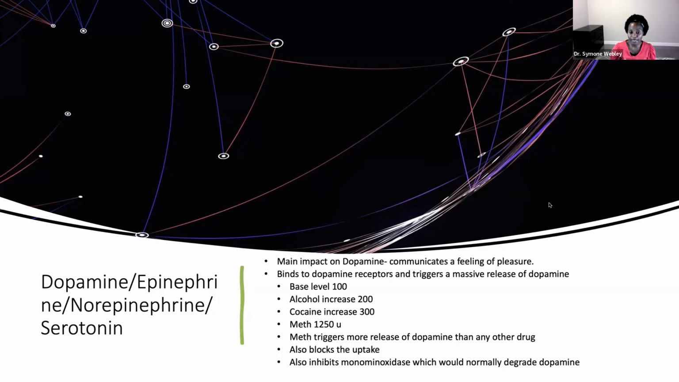When they use cocaine, that increases to 300. But when they use meth, the increase is 1,250 units. So from the base level of 100, a person takes meth and they get that 1,250 units of dopamine release, it's a huge jump from where they were at base level. So meth again triggers more release of dopamine than any other drug, and it also blocks the uptake.